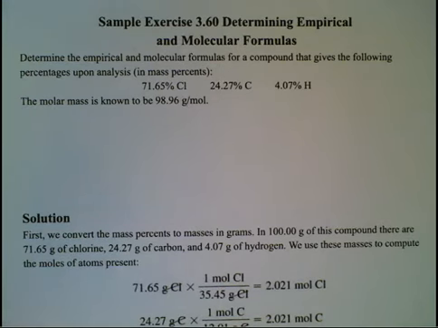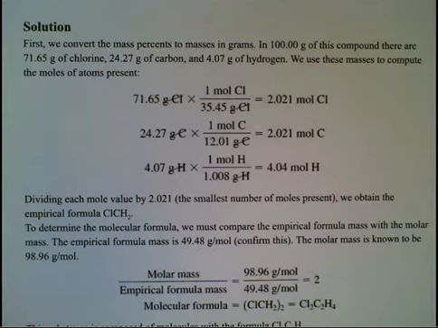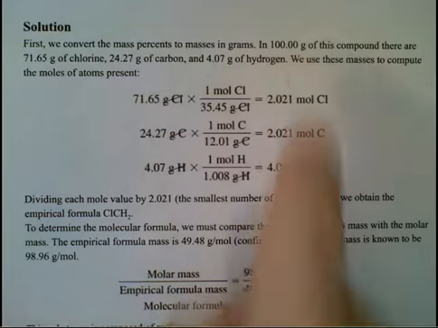First, we convert the mass percents to masses in grams. In 100.00 grams of this compound, there are 71.65 grams of chlorine, 24.27 grams of carbon, and 4.07 grams of hydrogen. Now, we're going to use these numbers. You'll notice that the percentages of each element has just been turned into a gram. That's why we choose to assume a 100-gram sample.